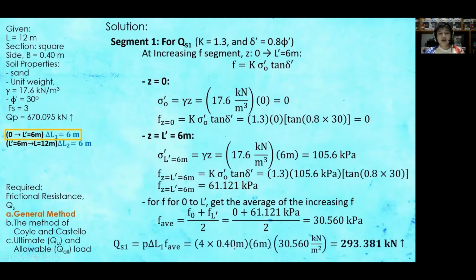So the average of the two is equal to 30.560 kilopascals. Thus for our first component, our QS sub 1, it is equal to the perimeter. So this is a square, therefore it is 4 times one side, which is 0.4 meter, times our segment length, which is 6 meters. Then multiply that with our F average, that is 30.56 kilonewtons per square meter. Thus, our first component is 293.381 kilonewtons.